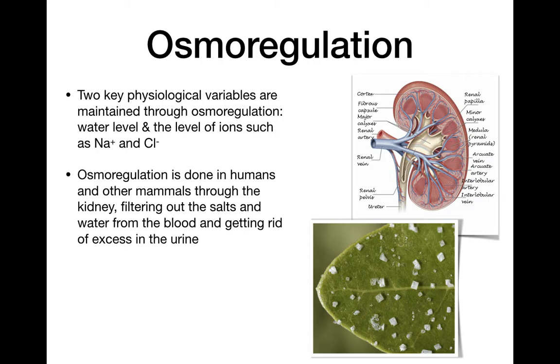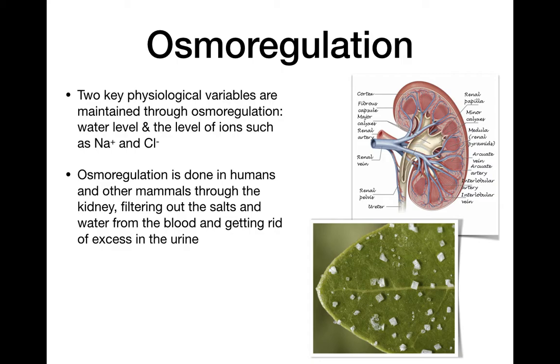So in humans and other mammals, we use kidneys. So we have 2 kidneys, and the kidneys will take in all the blood and filter it and remove the salts and water from the blood, and they get rid of any excess in the urine. So any water we need to keep, we'll take out before it goes to the urine.